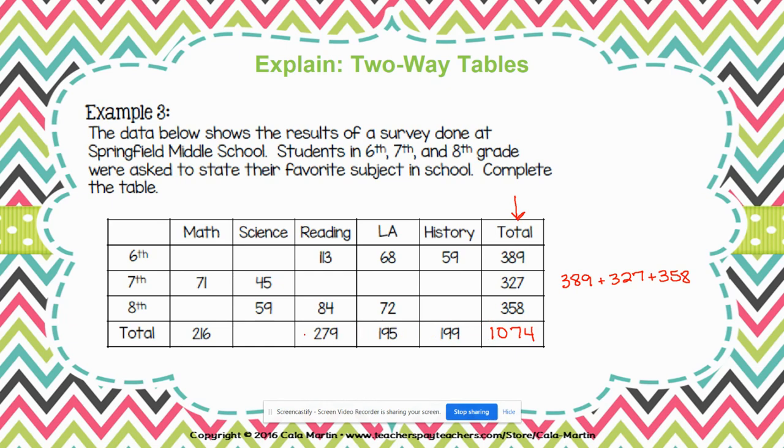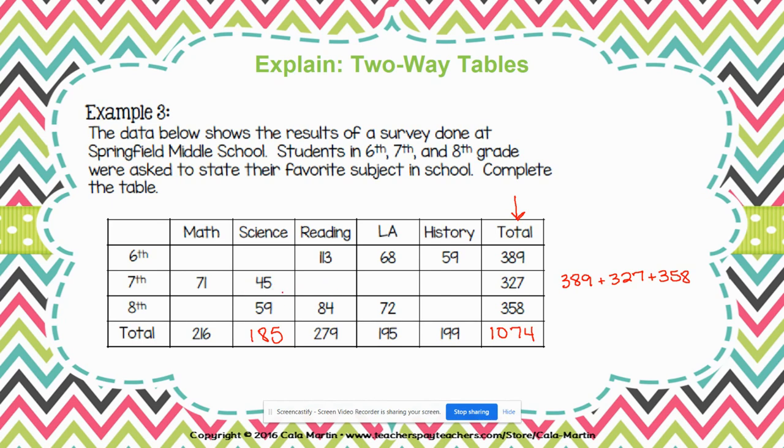And if I look at this row, there's only one box missing. So if there's a total here, then I can take all of these and subtract from the total to see how many students said that science was their favorite subject. So I'm going to take 1,074 and subtract 216, 279, 195, and 199. And when I do that, I get 185. So that means 185 total students said that science was their favorite subject.